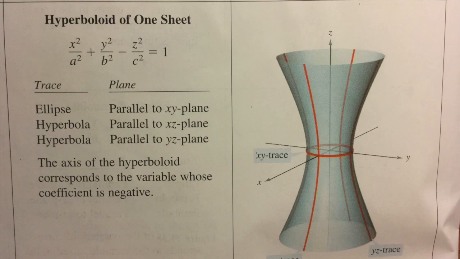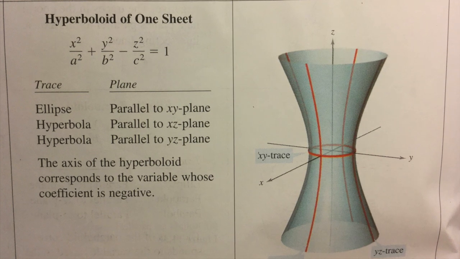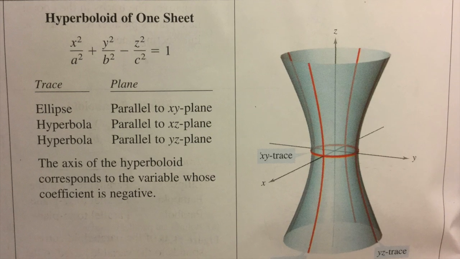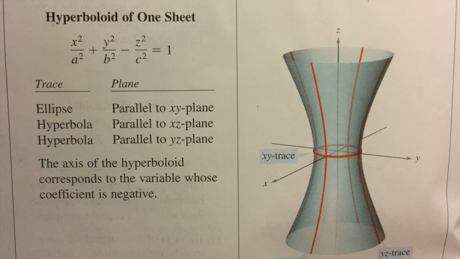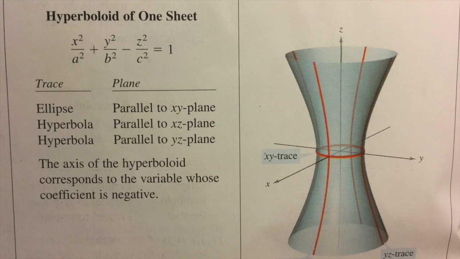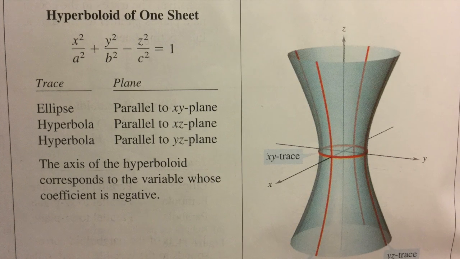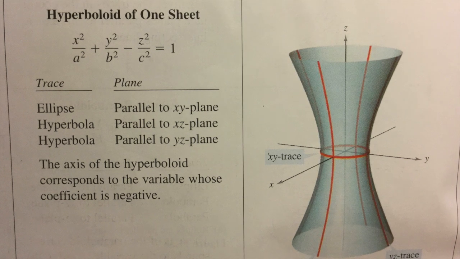The next graph is the hyperboloid of one sheet, and its equation is x squared over a squared plus y squared over b squared minus z squared over c squared equals 1. Its characteristic is that in the xy plane the trace is an ellipse, and in the xz plane and yz plane the traces are hyperbolas. And the axis of a hyperboloid corresponds to the variable whose coefficient is negative.